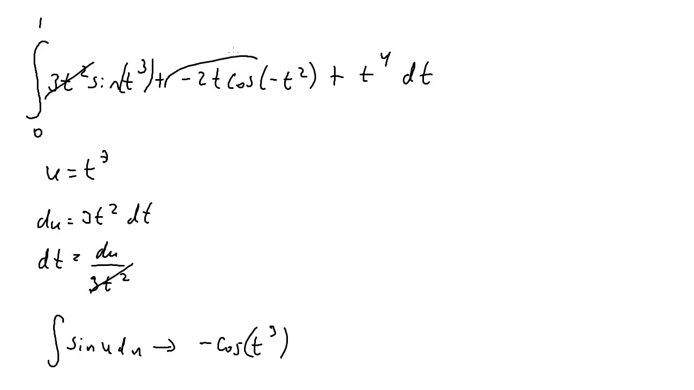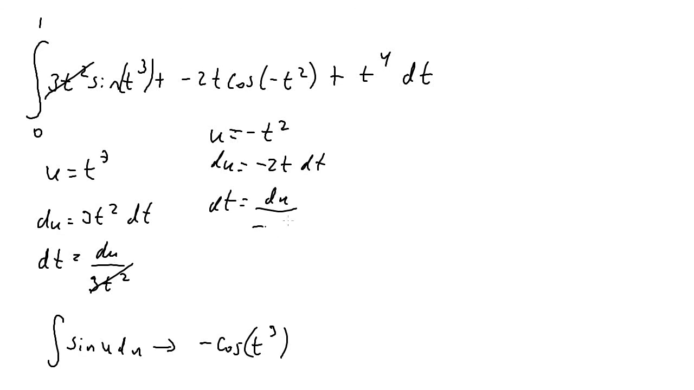Now for the integral of negative 2t cosine of negative t squared, I can do the same thing. u is equal to negative t squared. Then du is going to be negative 2t dt. So then dt is going to be equal to du over negative 2t. When I go ahead and plug that back in, the negative 2t's will cancel. And so we're left with the integral of cosine of u du. Integral of cosine u is positive sine of u, and u is once again going to be negative t squared. So sine of negative t squared. And then we have plus the integral of t to the 4th, which is just t to the 5th over 5.